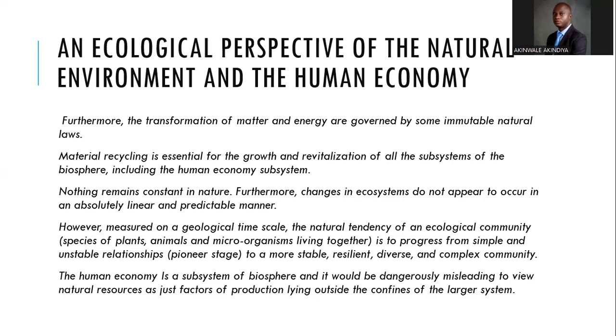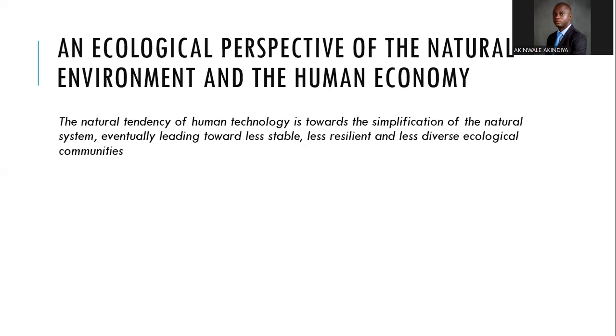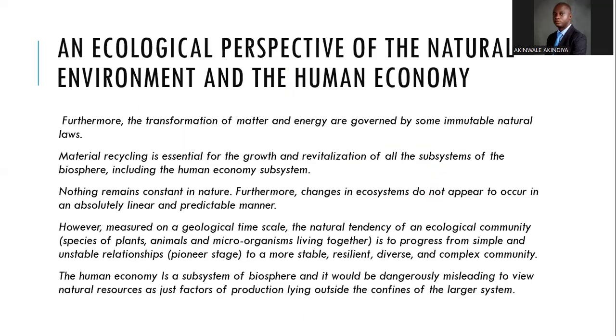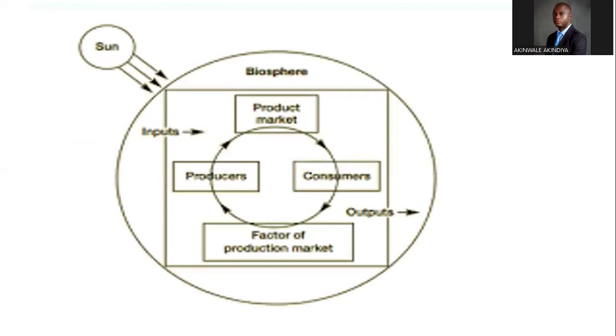So even now, we have to be very careful about overrating economic activities over the sustainability of the earth. The natural tendency of human technologies is towards the simplification of the natural system, eventually leading toward less stable, less resilient, and less diverse ecological communities. So we just eat and eat and eat, kill and kill and kill, take and take and take, until there's nothing left. So you can see the connection.